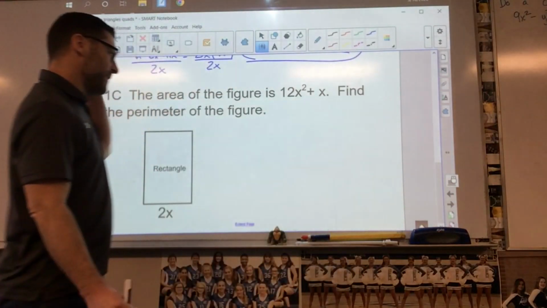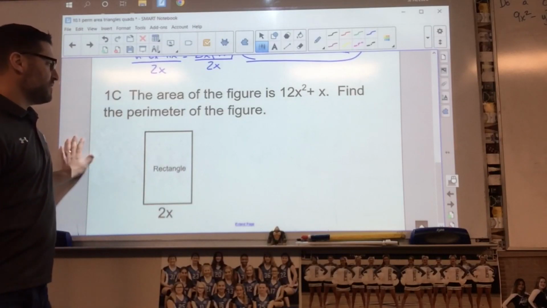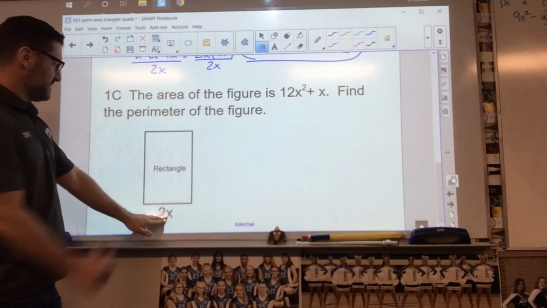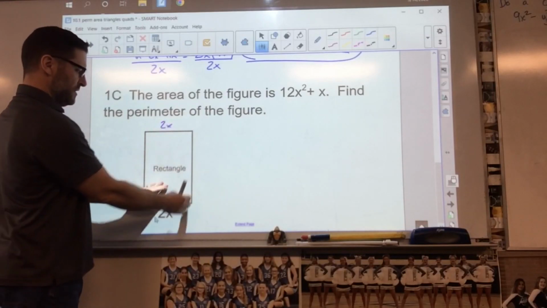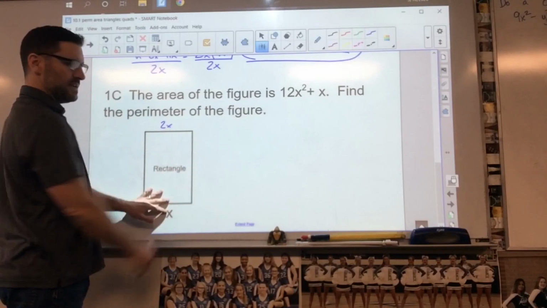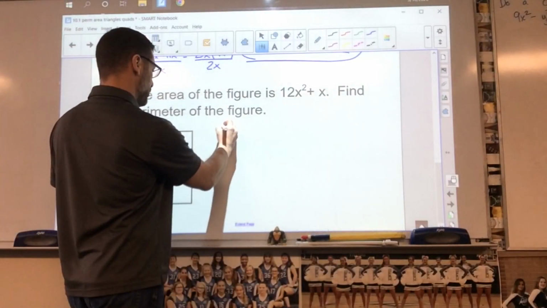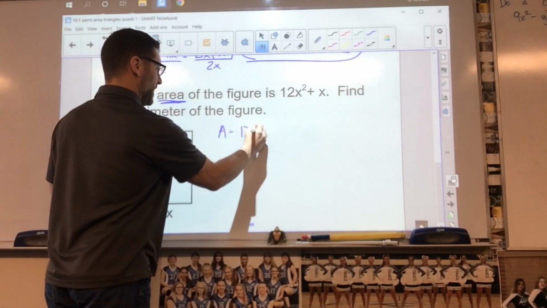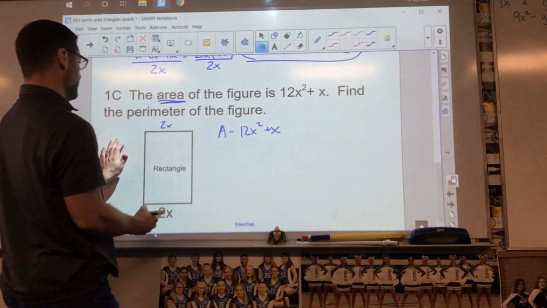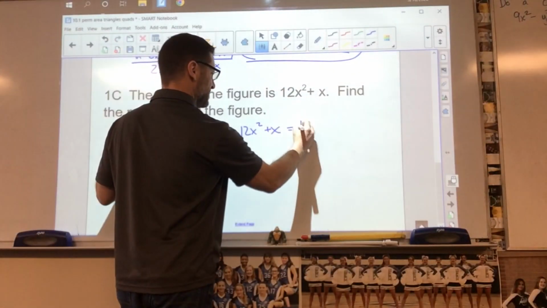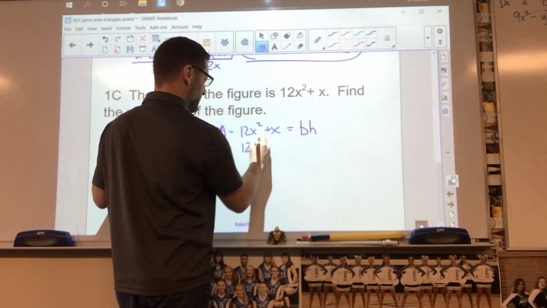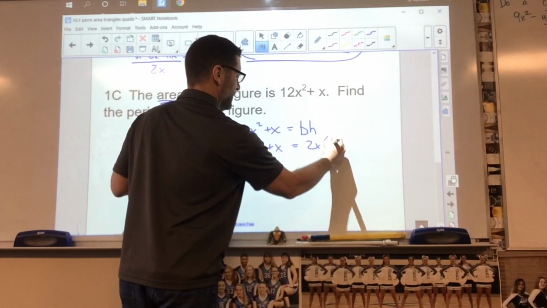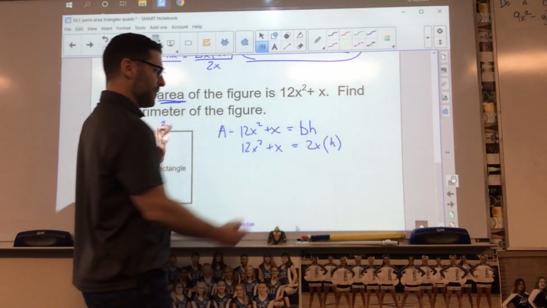All right, the area of the figure is 12x squared plus x. Find the perimeter of the figure. Area is given, perimeter. I have one piece. I know this up here is going to be 2x also. The problem is I don't have this side. I have to go and find this side before I can find the perimeter. So I'm going to put the area formula. It gives me area again. Area is 12x squared plus x. And it's a rectangle, so that's base times height. So I can set 12x squared plus x equal to the base, which I know is 2x. And then the height again, I don't know. I'm going to put an h there.